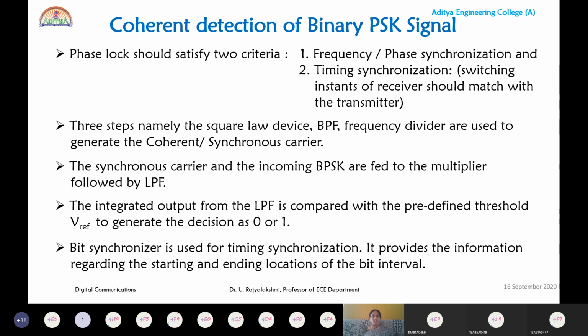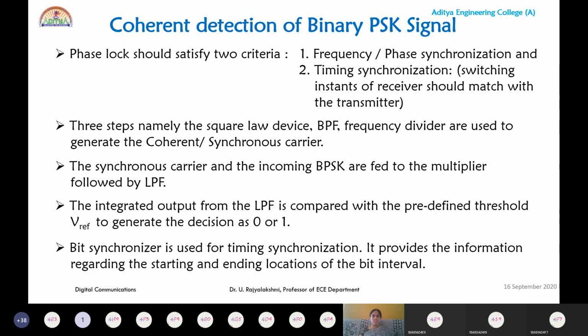What is the need of the bit synchronizer? It generates a series of pulses based on the multiplier output. This is used for timing synchronization. So based on the bit synchronizer output, we are able to assess the starting and ending locations of the bit interval.